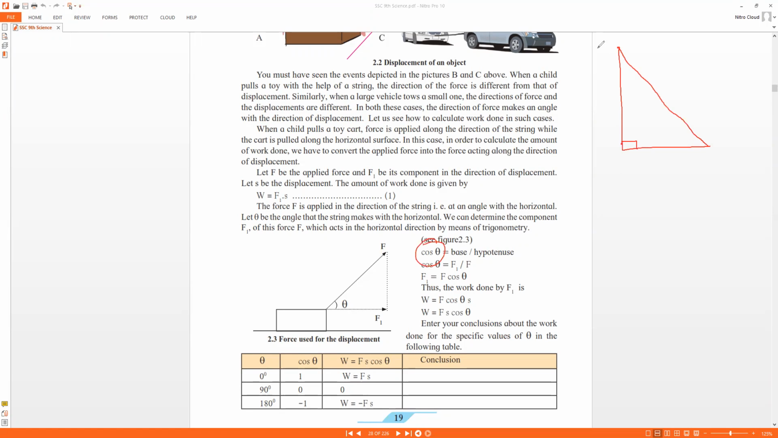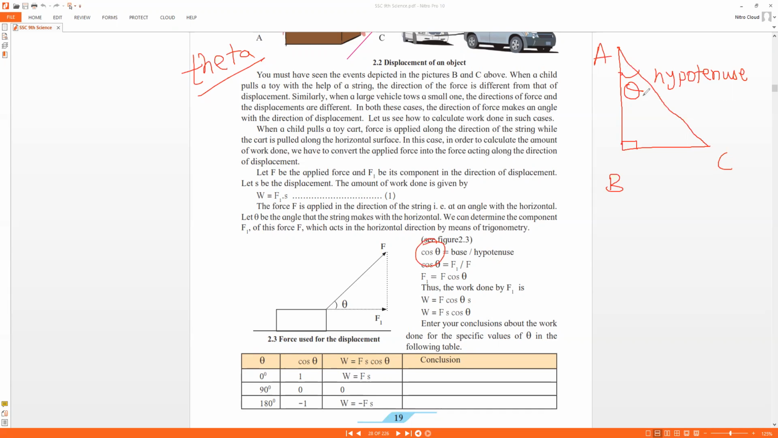So let us say we have a triangle ABC, and let us say we call this angle theta. Theta is a Greek letter, T-H-E-T-A, like alpha, beta, gamma. Let's say angle A is theta. Obviously, in a right angle triangle, if angle B is 90, the side opposite to it, which is AC, will be the hypotenuse. You know that the hypotenuse is the largest side.